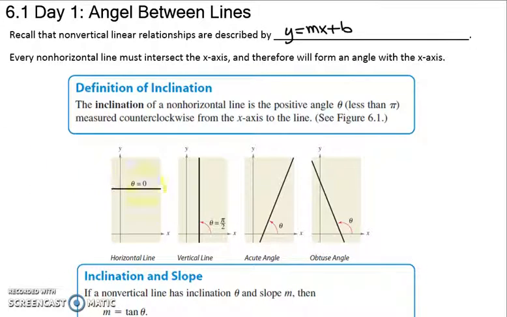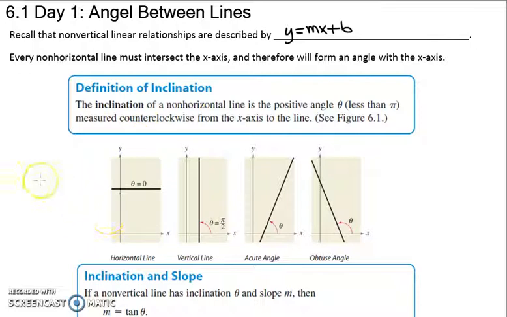So here's a couple of examples of what we're going to be looking at. Obviously, horizontal line, theta is equal to 0. There's no inclination here because we're not crossing the x-axis. A vertical line, always going to have an inclination of pi over 2. If we have an acute angle, it looks like it's going to have a positive slope, and we're going to actually relate inclination to slope here in a second. But notice how we're measuring on both of these, actually all three of these, from the counterclockwise direction. So we're making positive angles just like we did on the unit circle. If we have an obtuse angle, we're actually going to end up having a negative slope on our line.